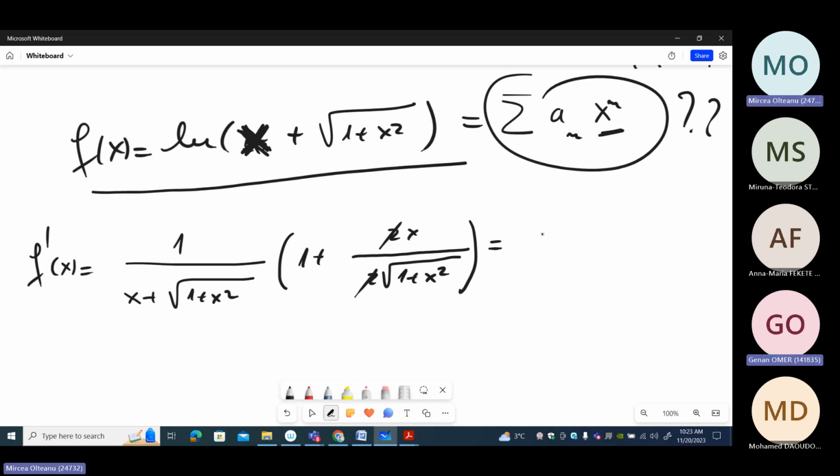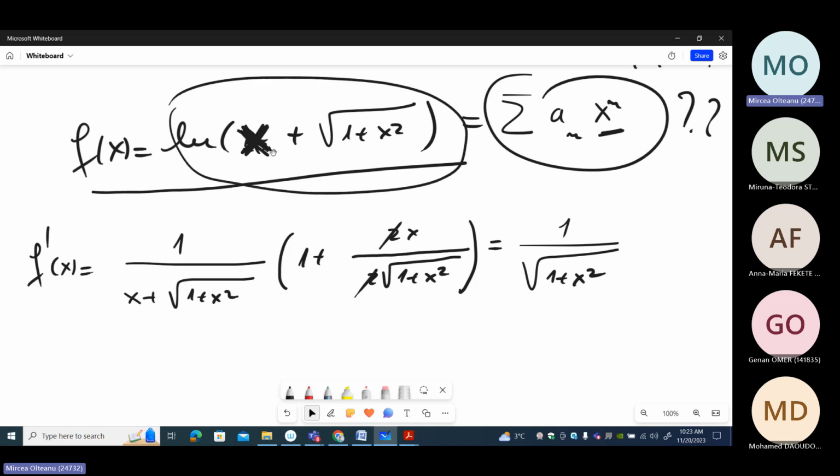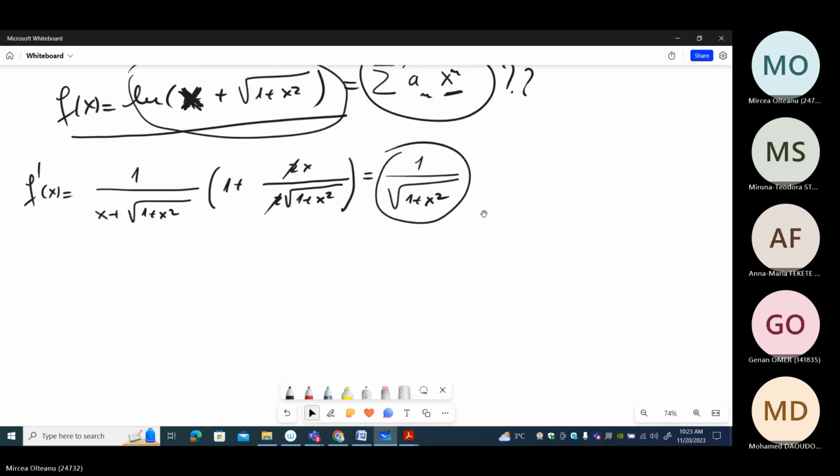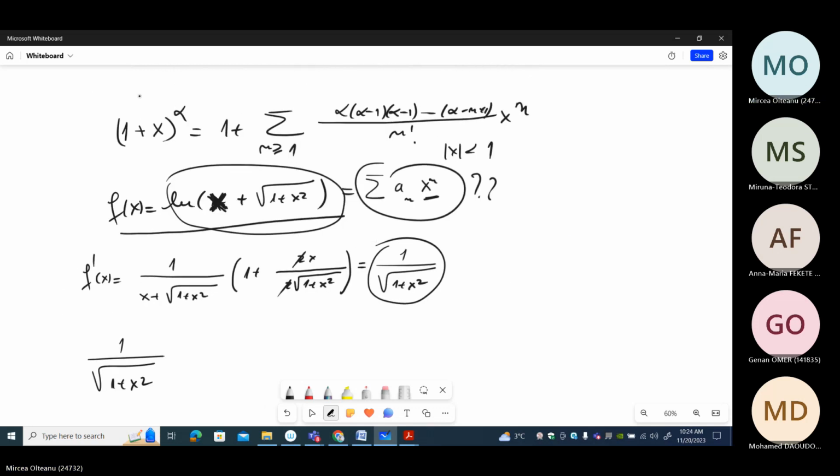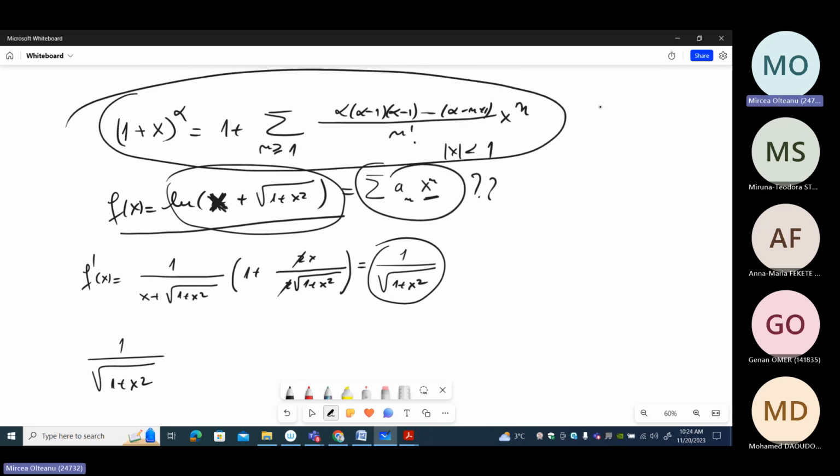1 over square root of x squared plus 1. Indeed, this is the answer. So the derivative of this function is this one. And now the idea is to find the power series of this function. Here you can use the binomial series. Of course, we shall take alpha to be -1 over 2, sorry. And then we shall replace x by x squared. That is simple.